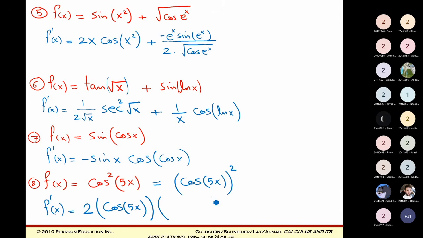And now we need to find the derivative of cosine 5x. What's the derivative of cosine 5x? Derivative of the angle, derivative of cosine, negative sine. So we have minus 5 sine 5x. This is the derivative of f of x. We can put negative 5 multiplied by 2, so we have negative 10 sine 5x cosine 5x. Like this, as simplified.